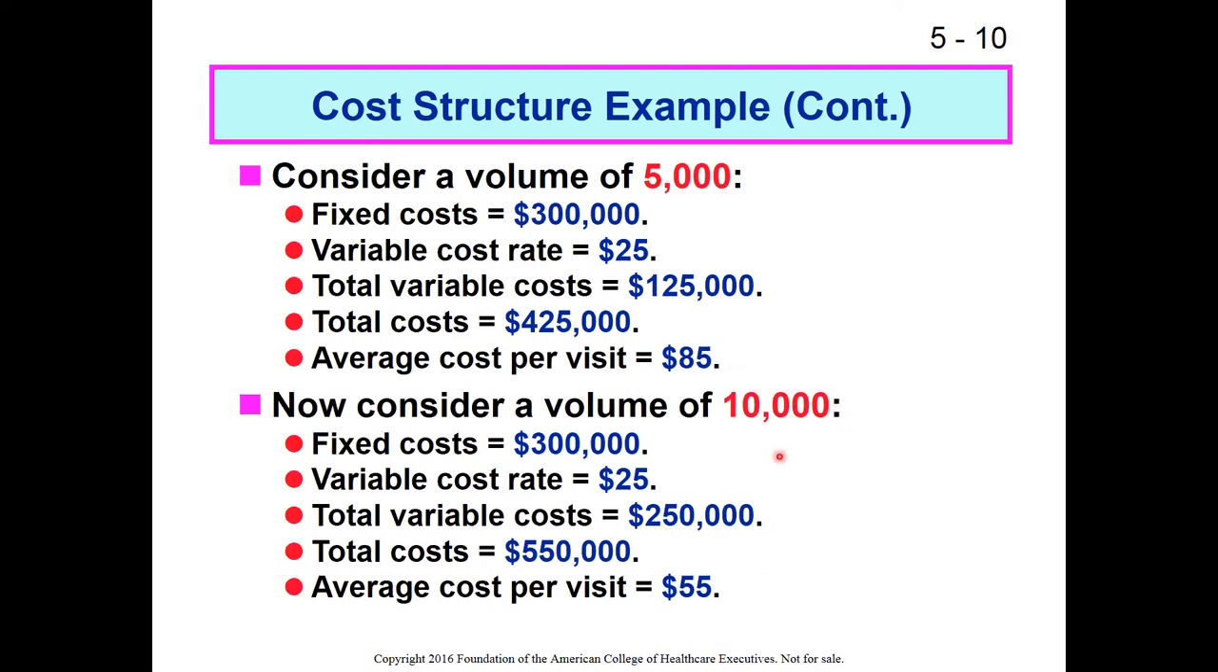If you double your volume, your fixed costs don't change, assuming you're in the relevant range. Your variable cost rate doesn't change. So your total variable costs are now 25 times 10,000, or 250,000. Your total costs are your fixed cost of 300,000 plus the new $250,000 in variable costs, which gives you $550,000. When you divide $550,000 by 10,000, you get an average cost per visit of $55. So what you can see is as you increase your volume, in this case from 5,000 to 10,000, you're spreading the fixed cost, and you're gradually approaching your variable cost rate with the average cost per visit.